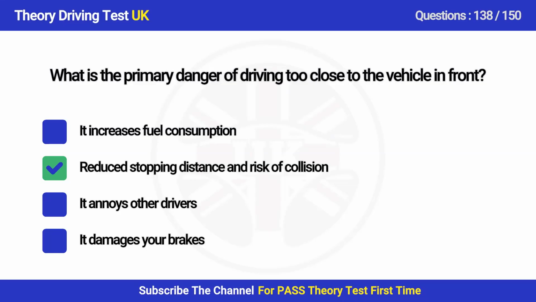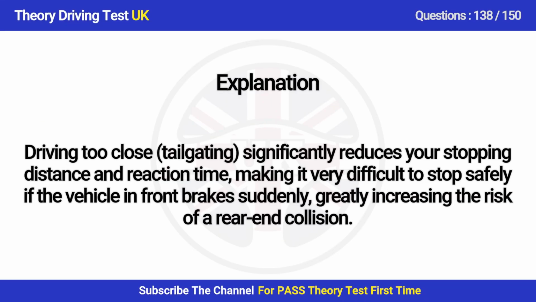Answers is B. Stopping distance and risk of collision. Driving too close, tailgating, significantly reduces your stopping distance and reaction time, making it very difficult to stop safely if the vehicle in front brakes suddenly, greatly increasing the risk of a collision.